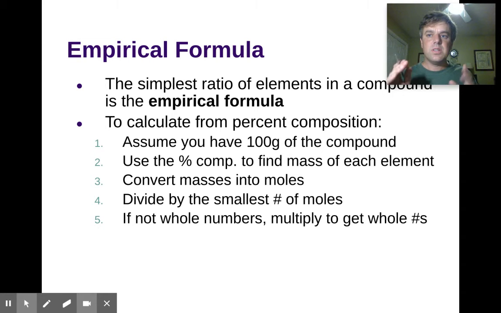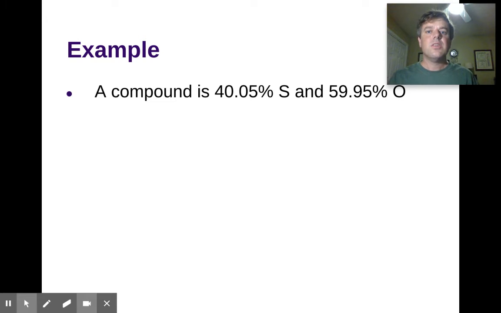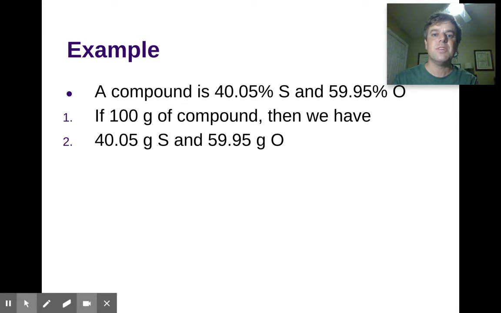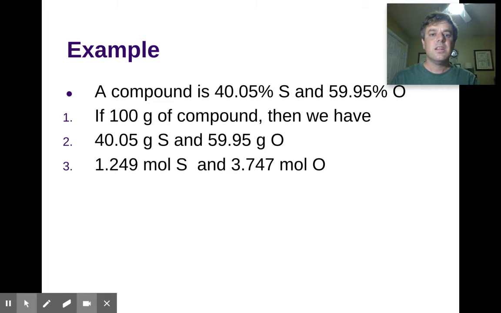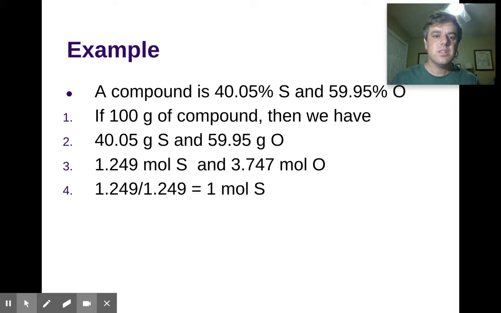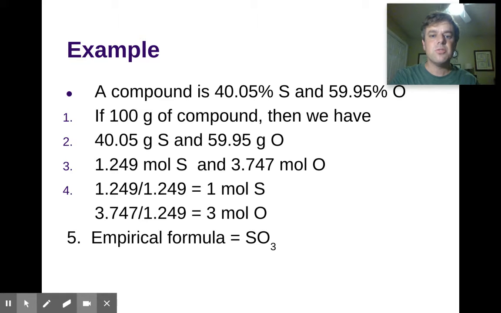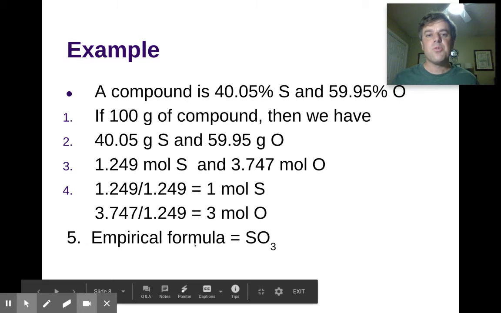So I'm going to work through some examples with you. If a compound is 40.05% sulfur and 59.95% oxygen, if there's 100 grams of this compound, you have 40.05 grams of sulfur and 59.95 grams of oxygen. And then if we convert those into moles by dividing by the molar mass, it's a one-step mole conversion for each of these. You get 1.249 moles of sulfur, 3.747 moles of oxygen. Then you divide those by whichever one of these is the smallest, which will convert these into whole number values, 1 and 3. That's 1 sulfur, 3 oxygens, so it's SO3, sulfur trioxide.